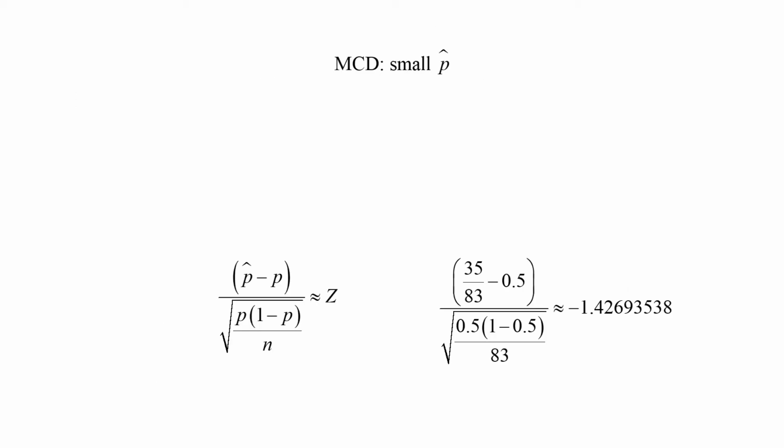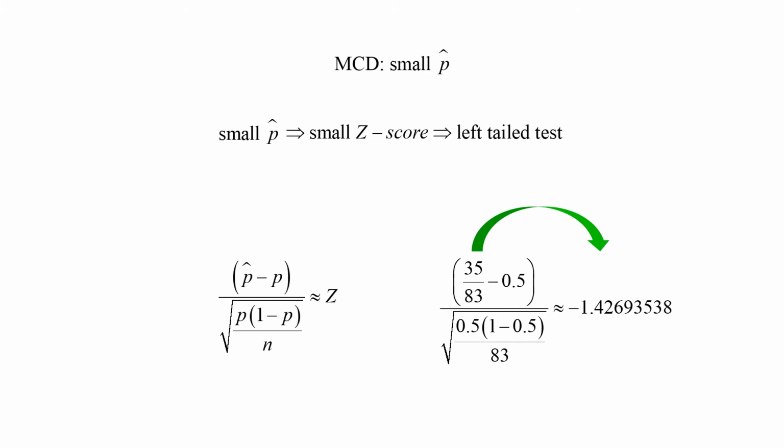We're not done. To finish off deciding if it's a right, left, or two-tailed test, we have to see what would happen if we did in fact get a smaller P hat. So small P hat, the 35/83, that's the P hat we have. If we replace that with something smaller, like 20/83, that would result in a smaller z-score, a bigger negative number, but remember, bigger negative numbers are actually smaller numbers overall. So a small P hat means a small z-score. When you go to our graph of a z distribution, the small z-scores are towards negative infinity on the left side of the graph, which is why this is a left-tailed test.